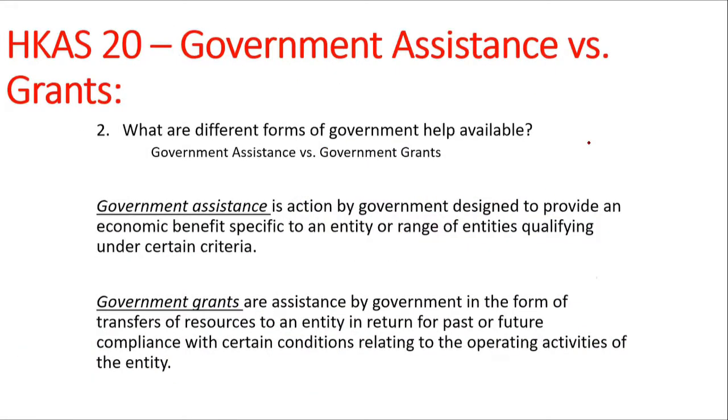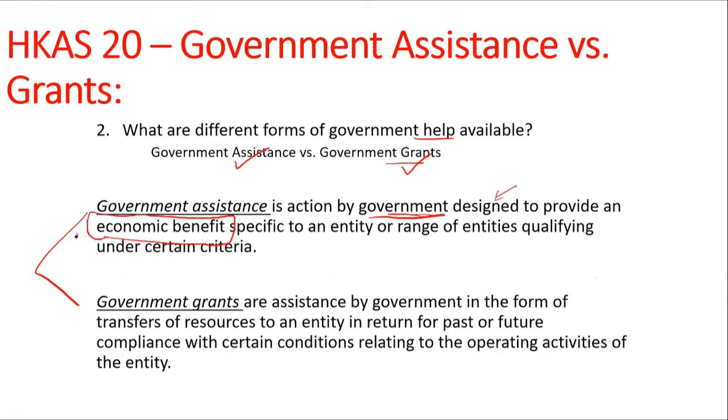Let's look into the two different types of government help that are available. There's government assistance, and then there's government grant. So let's look at the difference between the both. Government assistance is action by government designed to provide an economic benefit.